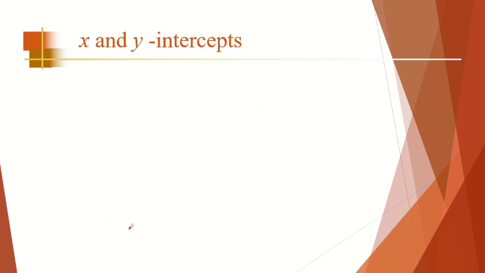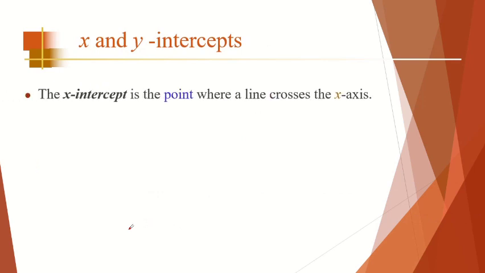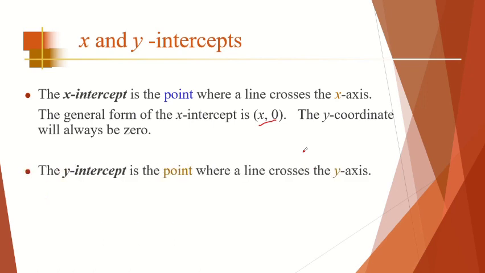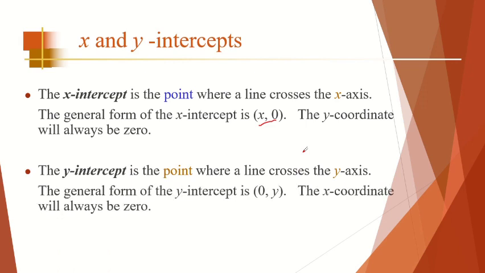So, we have x and y intercepts. Although we already discussed this in linear functions, let's discuss it again. The x-intercept is the point where a line crosses the x-axis. So, the general form of the x-intercept is (x, 0). The y-coordinate will always be 0. Remember, for the x-intercept, the y-coordinate is 0. For the y-intercept, your x is 0.